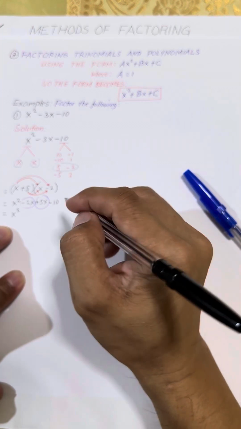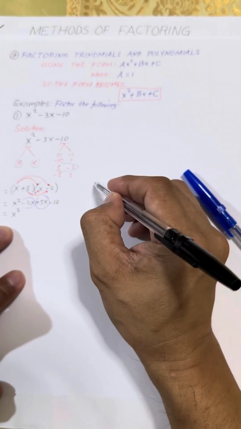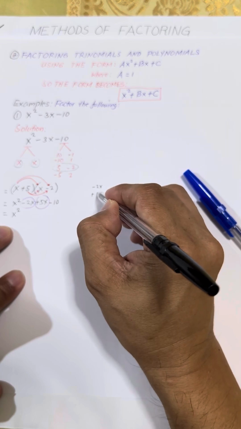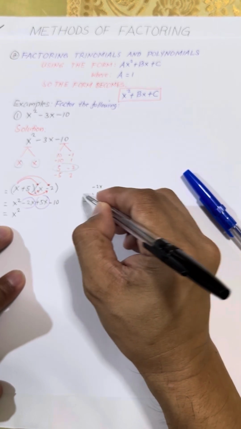Then the rule of combining is to add. So you have minus 2x. Then you have positive 5x. So the rule of combining is to add. Okay?